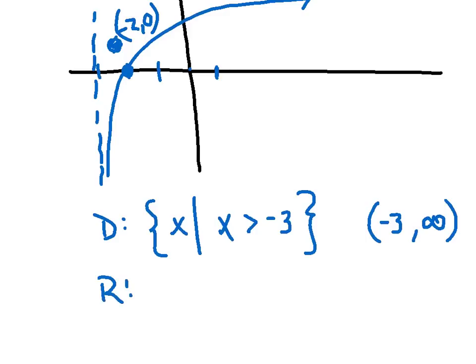Okay, range. What kind of y values do we have? We've got every y value that goes as low as -infinity and it goes as high as +infinity. So we're going to say y is the set of all real numbers because it goes infinitely high and infinitely low.